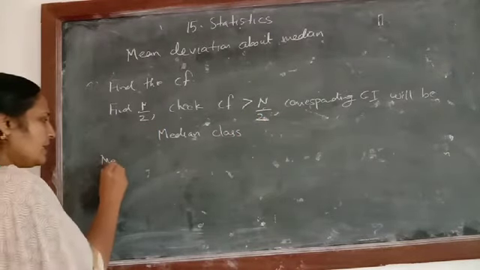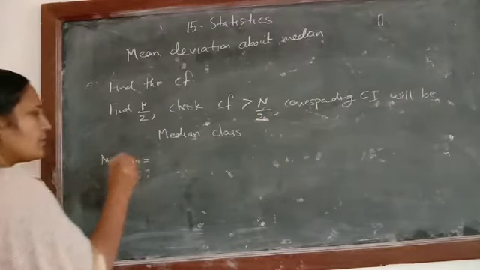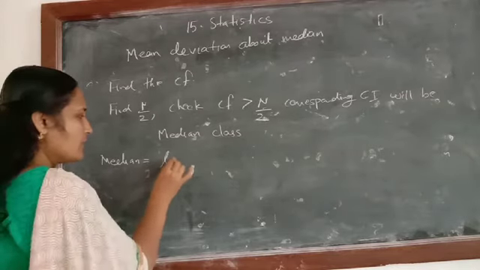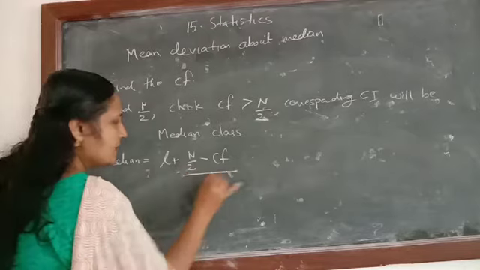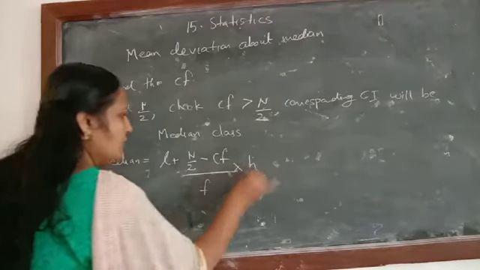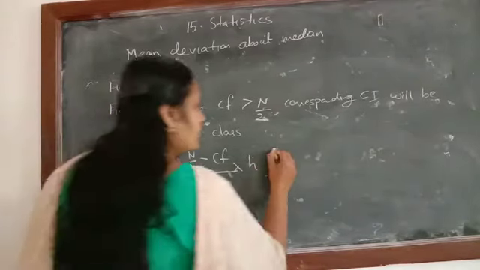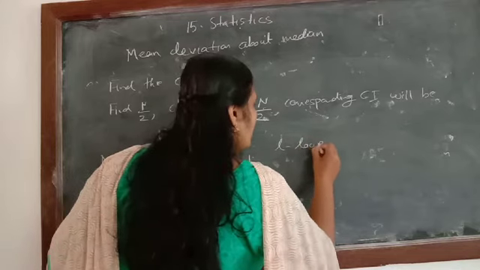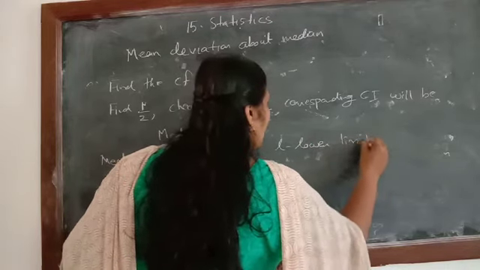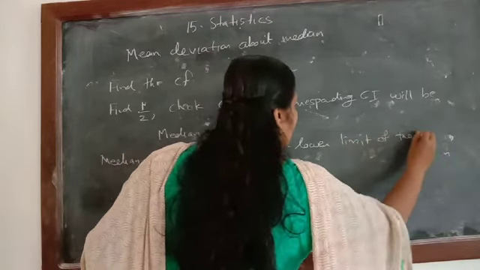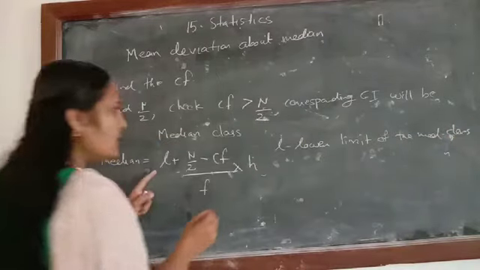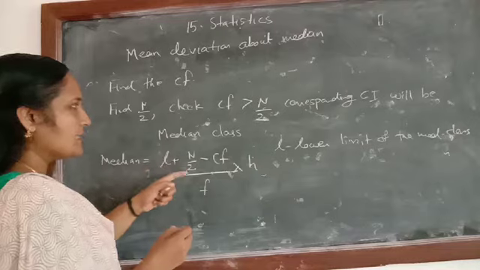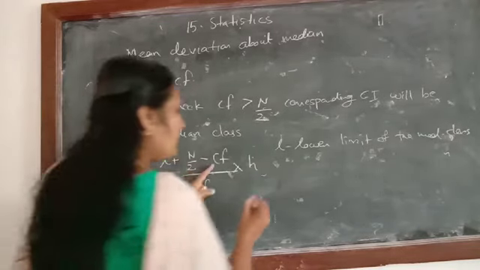After that, we will calculate the median using the formula. Median is equal to L plus n by 2 minus CF by f into h, where L is the lower limit of the median class. N by 2 we have already calculated.